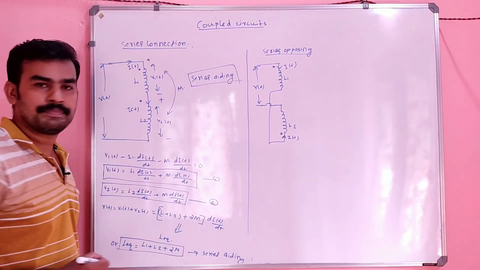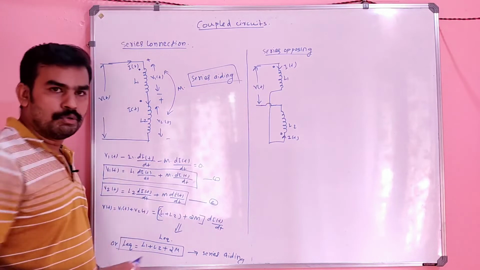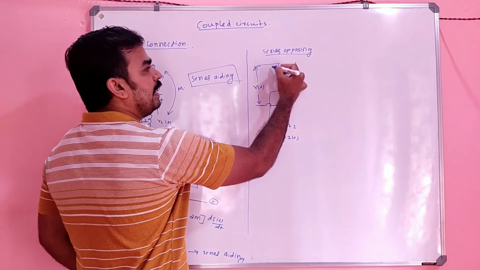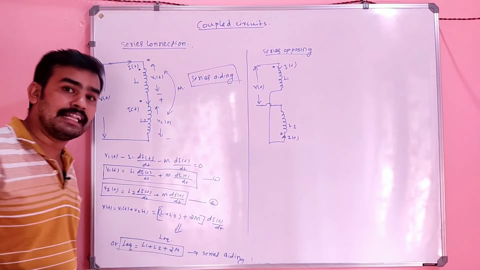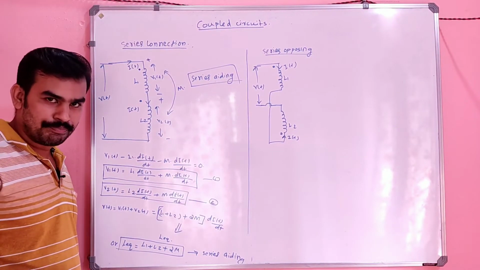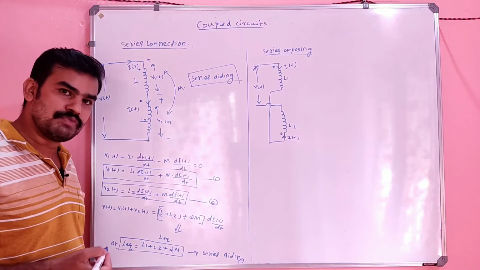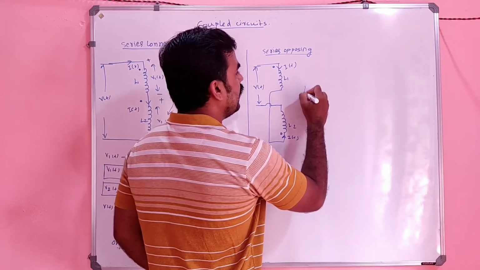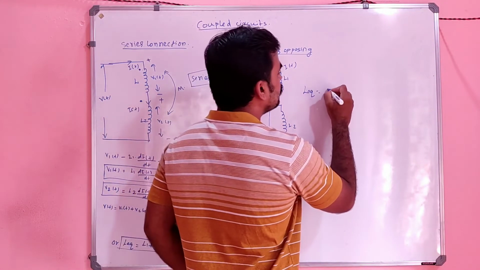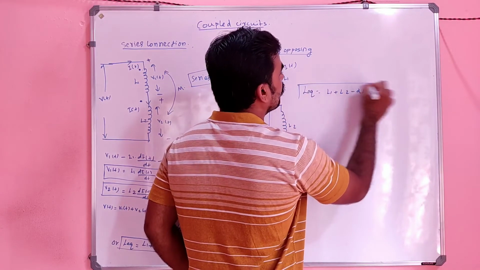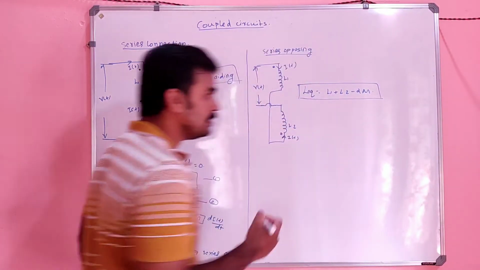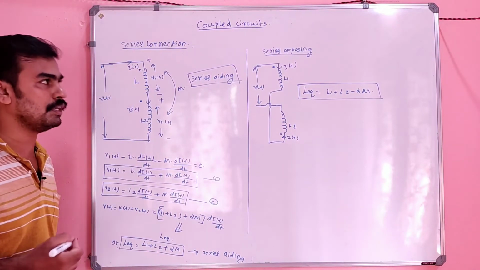This is the difference. A series opposing circuit means the current entering in one coil is in one direction and the current entering the other coil is in the opposite direction. So what will be the change in this value? Simply, L equivalent will be equal to L1 plus L2 minus 2M. That is the only difference. It's a very, very important relation.